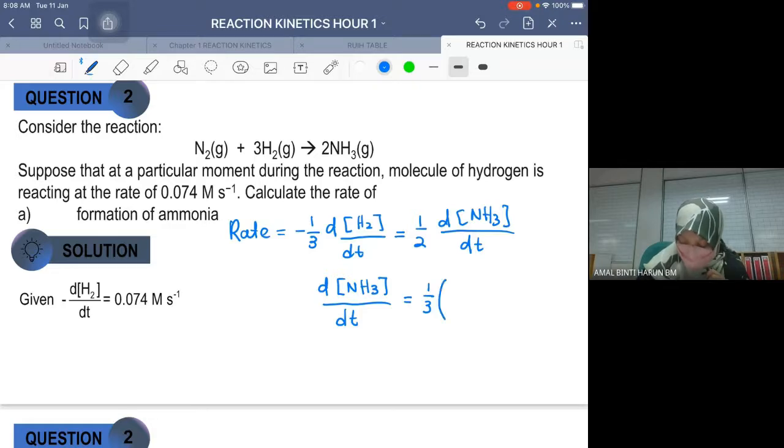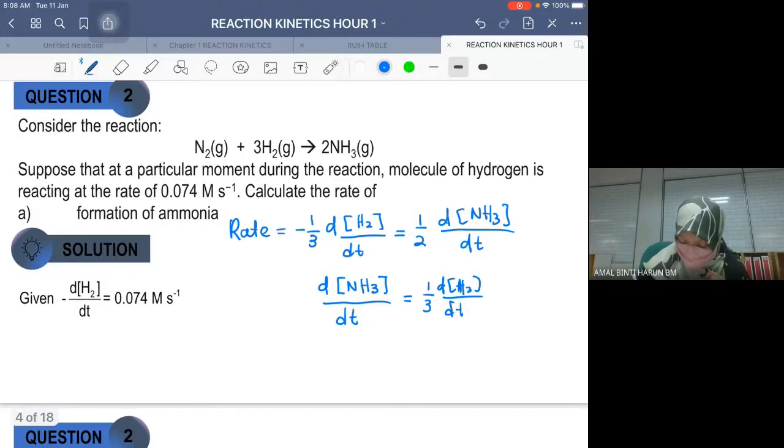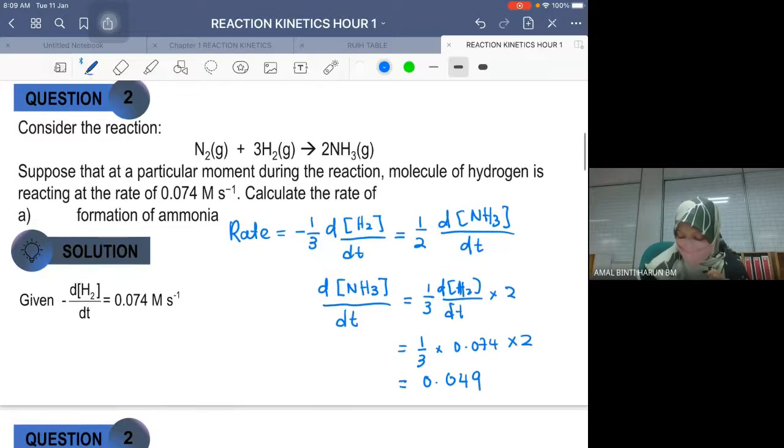And then this one, the concentration of hydrogen with time dt, and then bawa 2 ke sebelah times 2. So it is 1/3 times 0.074 times 2. So you will get 0.049. Unit rate is molar per second. Okay. So semua dapat?